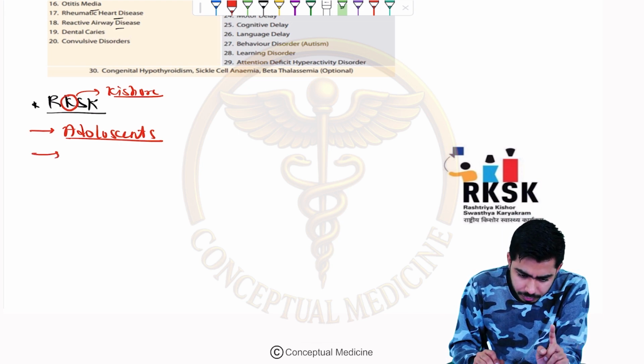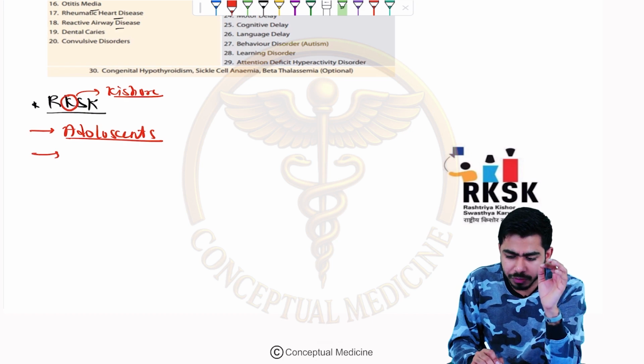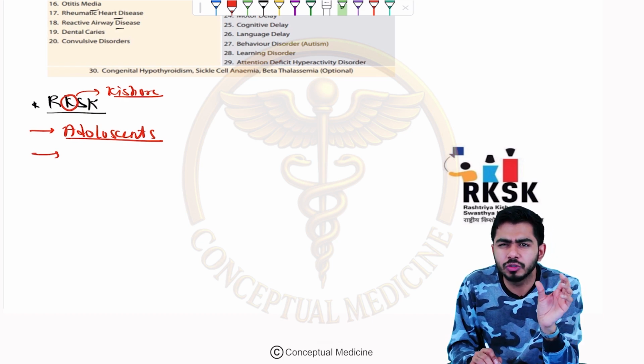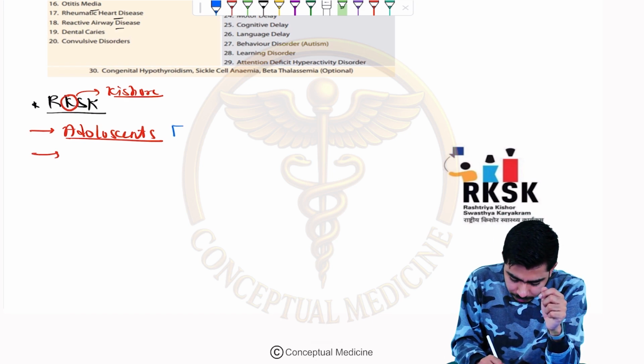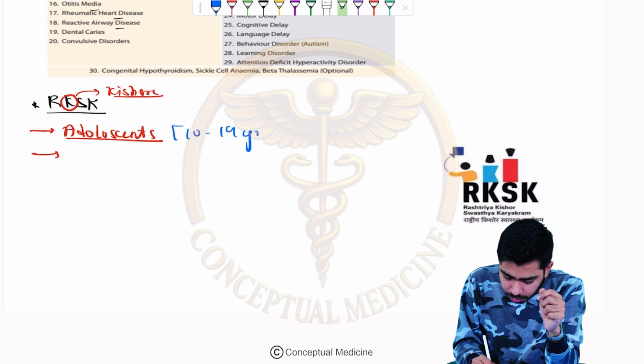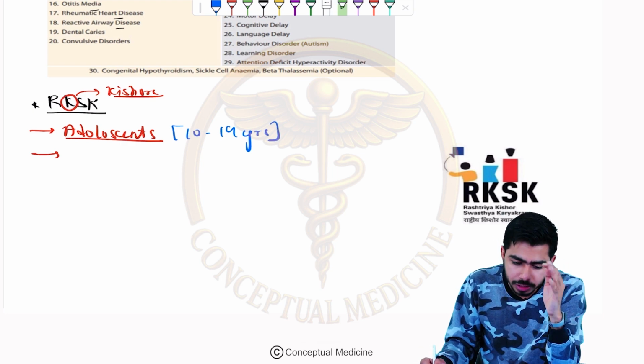That might be your MCQ. And which adolescents are we talking about? What is the age group of the adolescent? You might have studied this in pediatrics as well. Yes, that is about 10 to 19 years, guys. The adolescent age group is between 10 to 19 years, right?